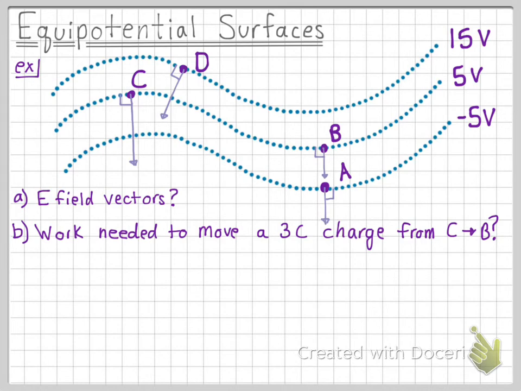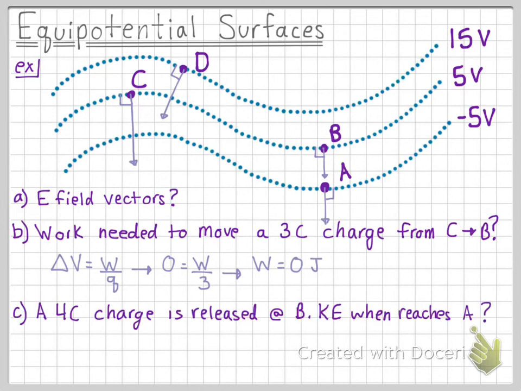So we know that our voltage difference equation is delta V equals the work divided by the charge. So it's the work that it takes to move the charge. Since there is no change in voltage, we know that we do not have to actually exert any work in order to move this charge. Remember that if you ever are moving a charge along an equipotential surface, it takes 0 work to do so. And lastly, we're going to be asked if a 4 coulomb charge is released at point B, what is the kinetic energy when it reaches point A?